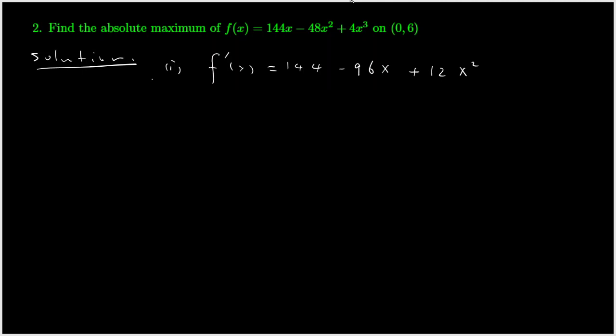In step 2, we get all possible locations of the maximum or minimum. By that we mean we're trying to get all the critical numbers. We set the derivative to be 0, right? And then we solve the equation for x. And then we have 144 minus 96x, and then plus 12x squared is equal to 0, right?